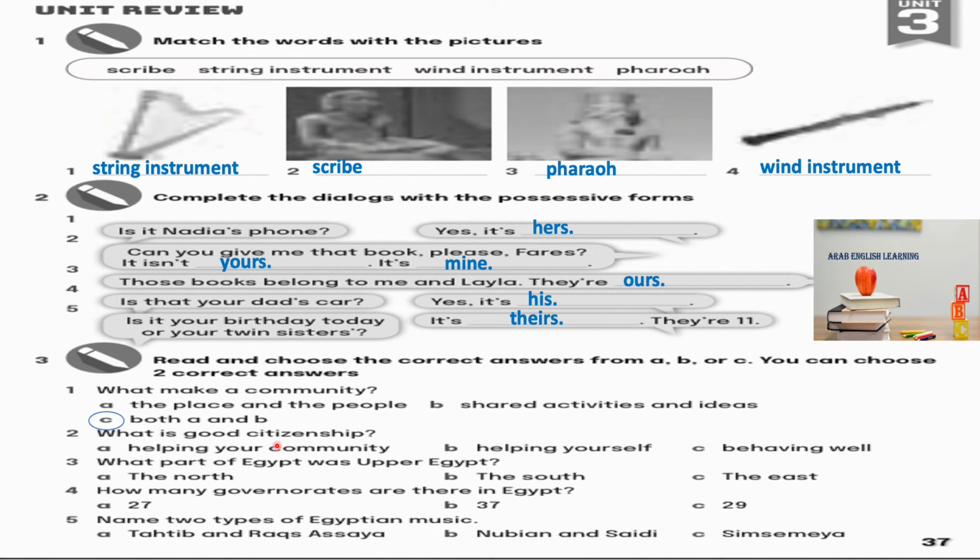2. What is good citizenship? Is it helping your community, helping yourself, or behaving well? It's A, helping your community, and C, behaving well. It said you can choose 2 correct answers. 3. What part of Egypt was Upper Egypt? It's B, the south. 4. How many governorates are there in Egypt? The answer is A, 27. 5. Name 2 types of Egyptian music. It's B, Nubian and Saidi.